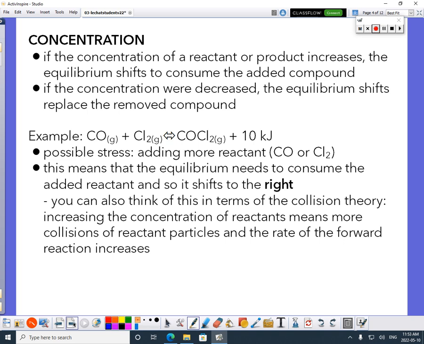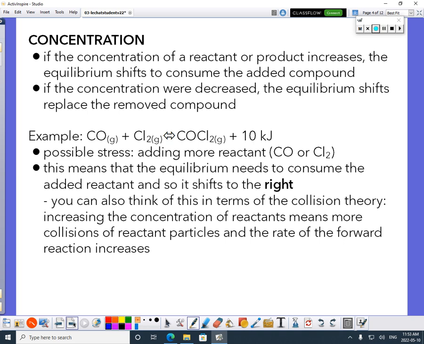So if concentration of a reactant or product increases, somebody has put in more product or reactant, you could do either, then the system is going to shift to use it up. So that's a direct opposing change. Increase concentration, what does it do? It has to decrease it. If you decrease the concentration, the equilibrium is going to shift to make more.